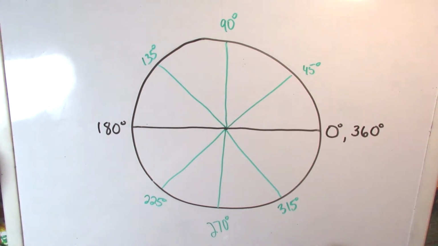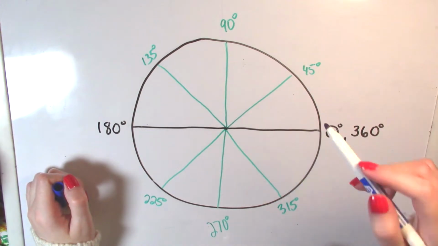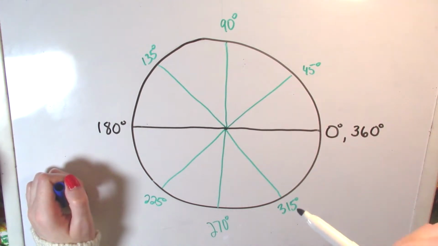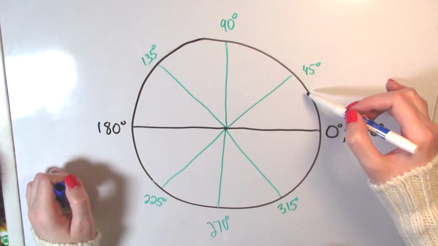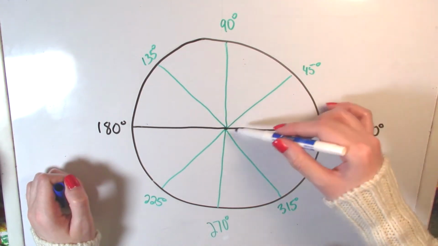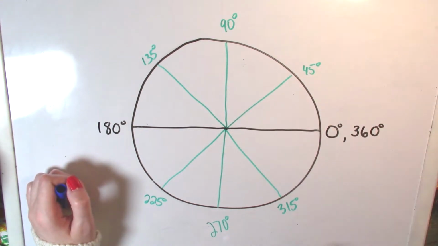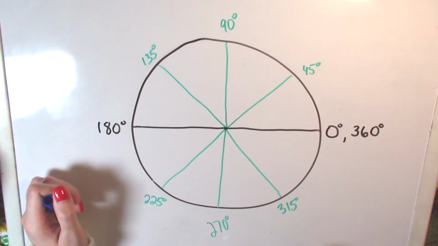Now I'll take the blue because we're going to be doing 30-degree chunks now. And sure, you can guesstimate where the first 30 is going to be, because you know it's less than this 45 here. But that might be a little bit complicated or a little bit overwhelming.